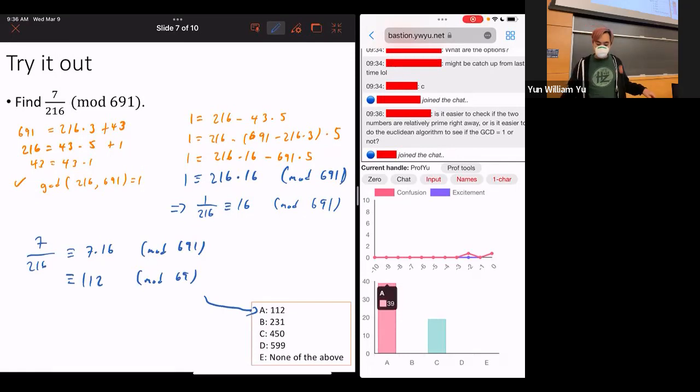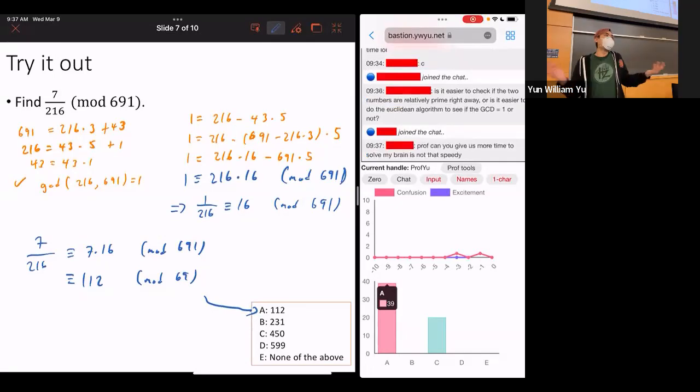Let's see. Is it easier to check if the two numbers are relatively prime right away, or is it easier to do the Euclidean algorithm to see if the GCD is equal to 1 or not? So you have two ways of checking to see if the GCD is equal to 1, right? You have the Euclidean algorithm and you have factoring. And sometimes one will be faster and sometimes the other will be faster. It really depends on which method you're better at. For some numbers, if you're very familiar with primes, you can just stare at them and figure out the prime factorizations. But for other numbers, it's a lot harder. And there isn't a single answer I can give you for that one.